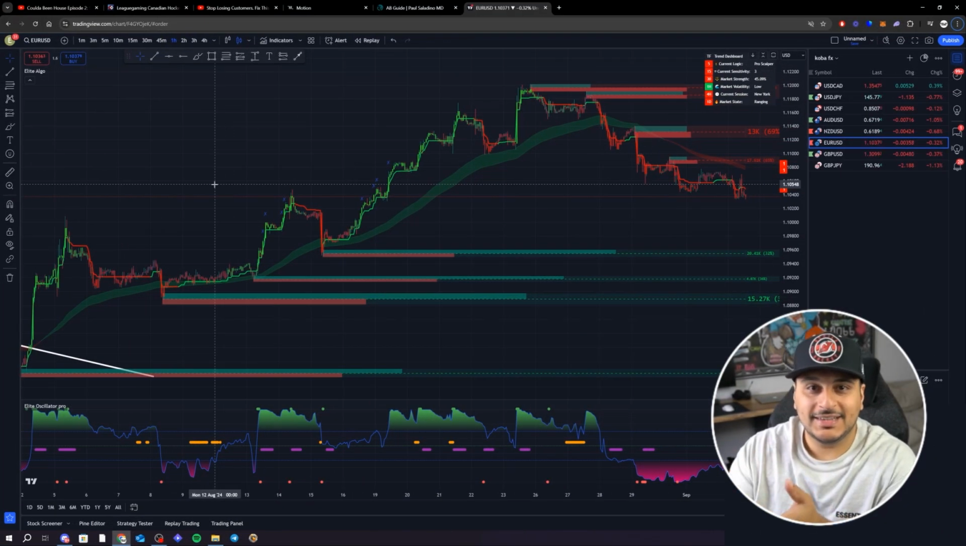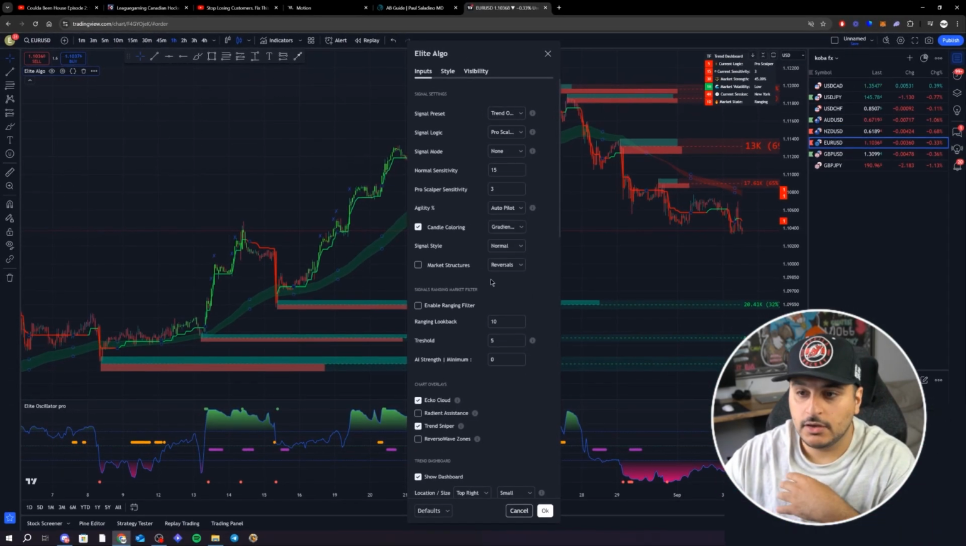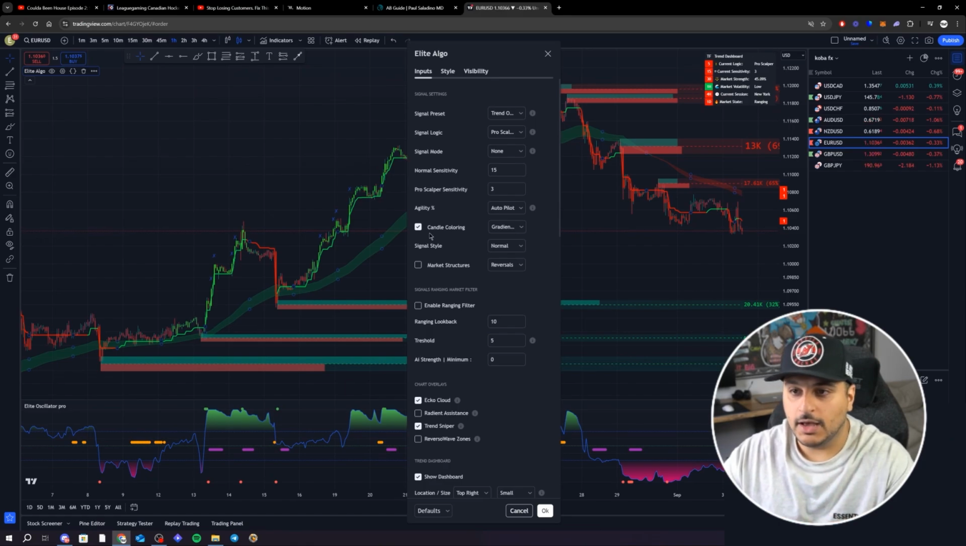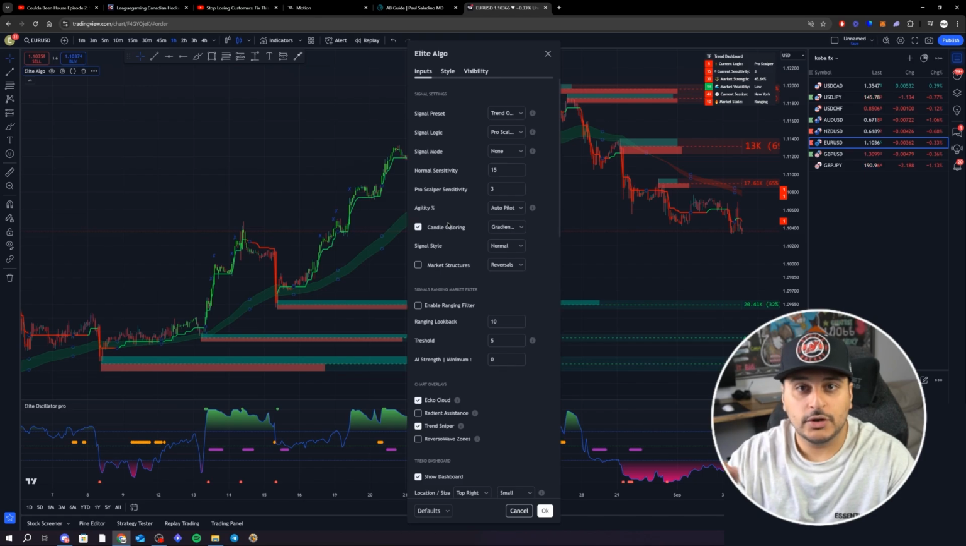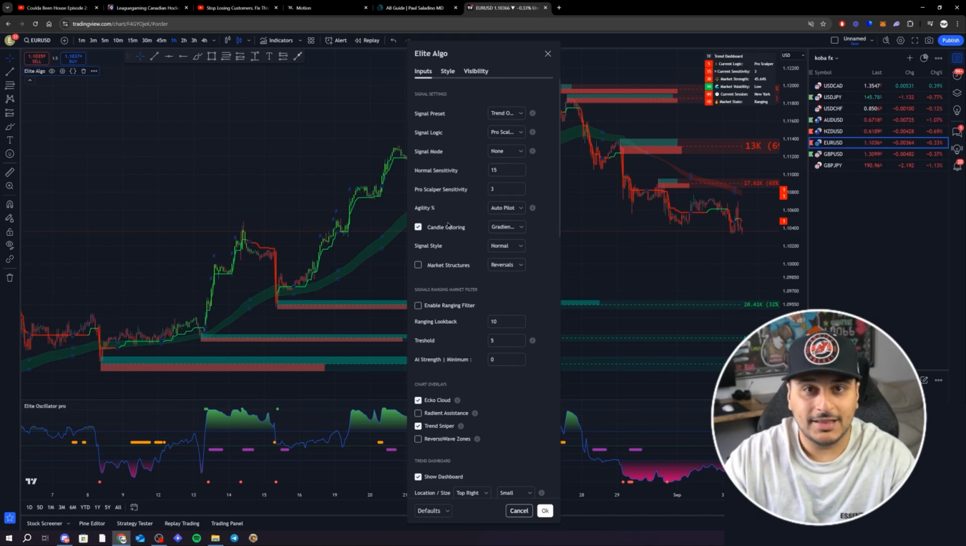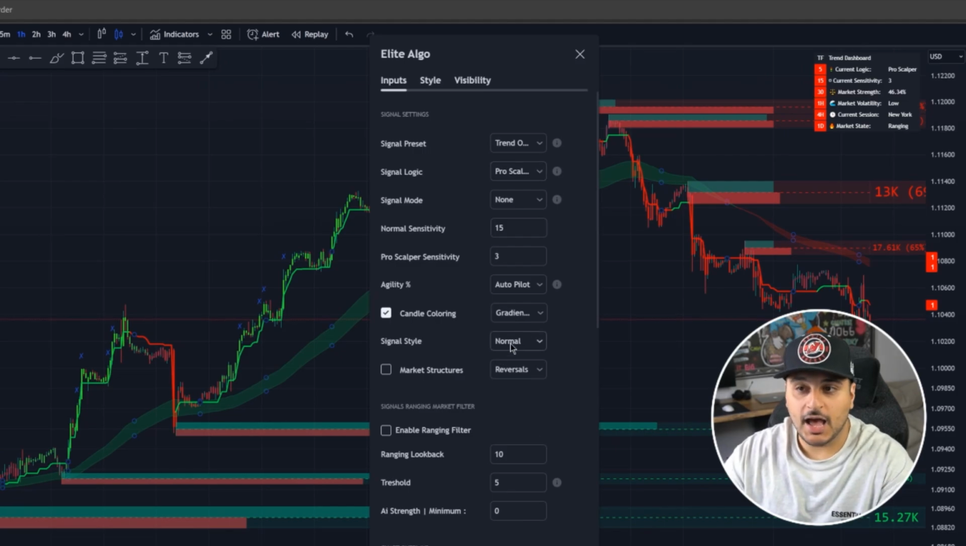Okay, so first, let's go over the settings for these indicators that you wanna apply on your charts. So over here under the Elite Algo indicator, we're gonna hover over the settings area and bring up the settings for Elite Algo. Now, unlike other strategies, for this specific strategy, we're not going to be using the buy and sell signals that Elite Algo gives you. So what we're going to do here is we're going to have these same settings that I have on my charts.